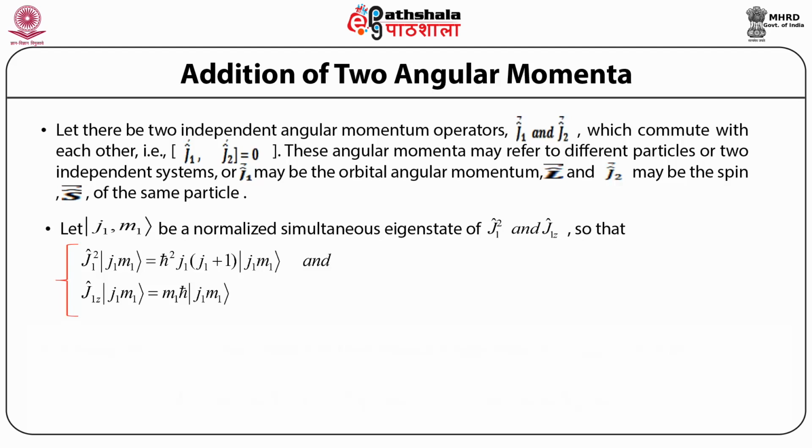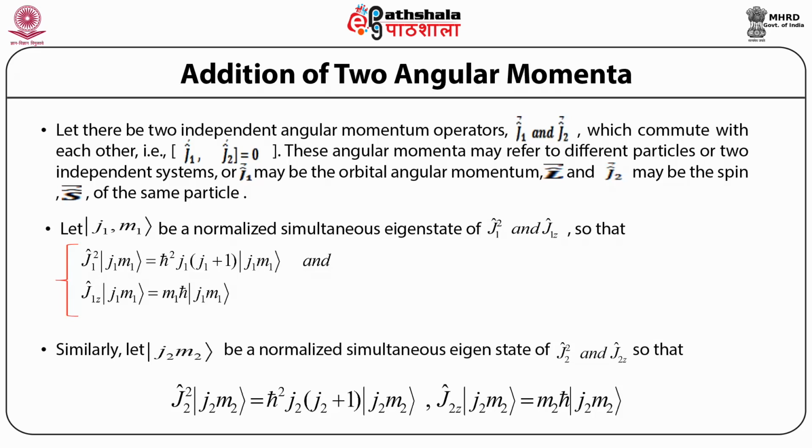Using these two operators acting on the ket J1M1, we get the usual relations: operator J1 square acting on the state J1M1 gives us H cross square J1 times (J1 plus 1) into the state J1M1, where H cross square J1 (J1 plus 1) is the eigenvalue corresponding to the operator J1 square, H cross is H by 2 pi, and H is Planck's constant. Similarly, when operator J1Z acts on the state J1M1, it yields an eigenvalue M1 H cross acting on the state J1M1, where H cross has been defined earlier.